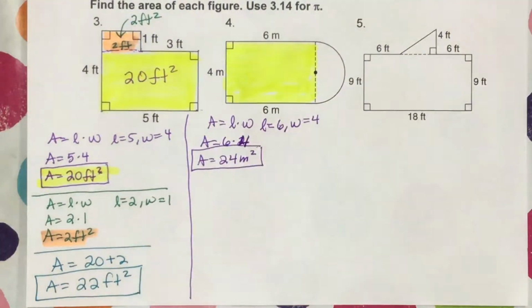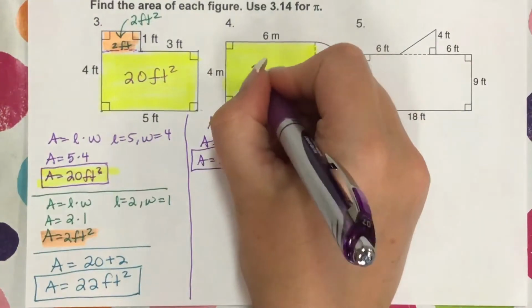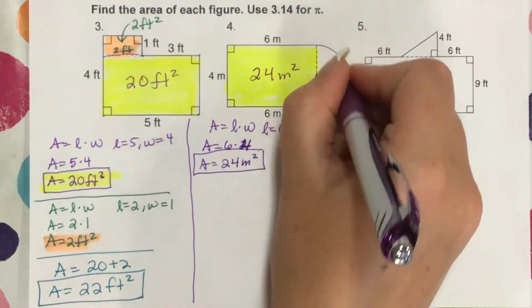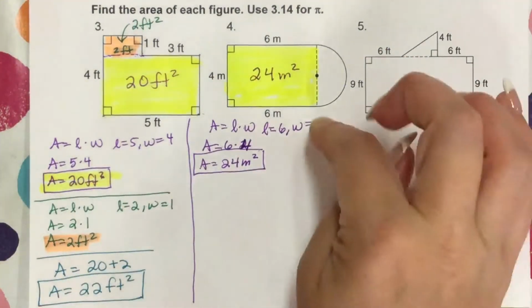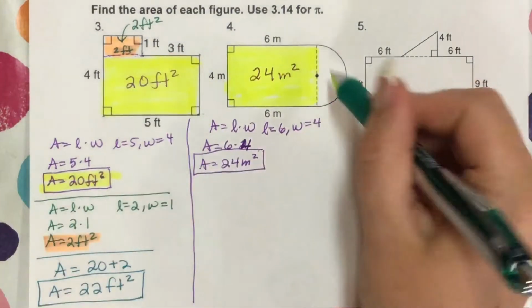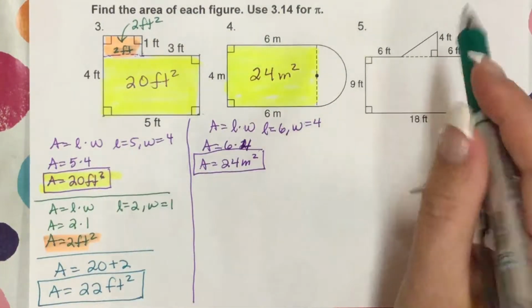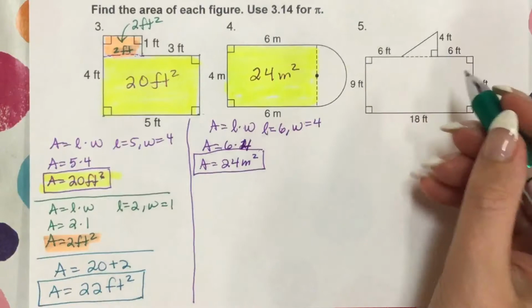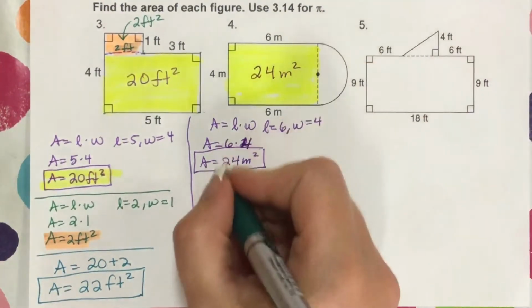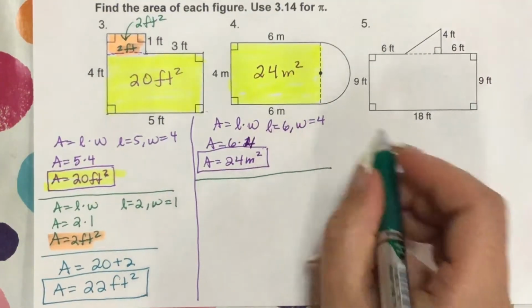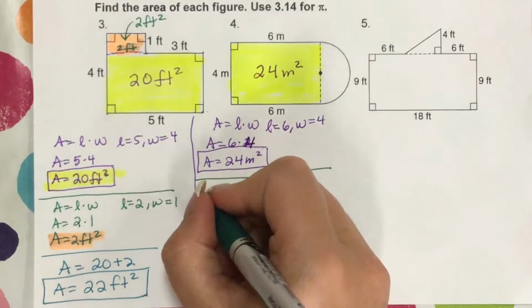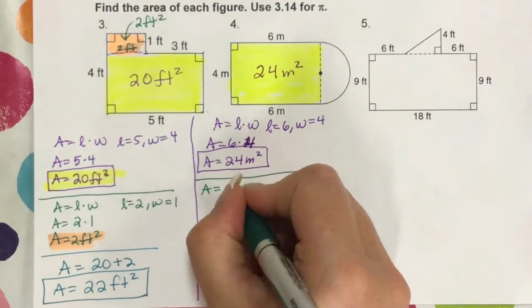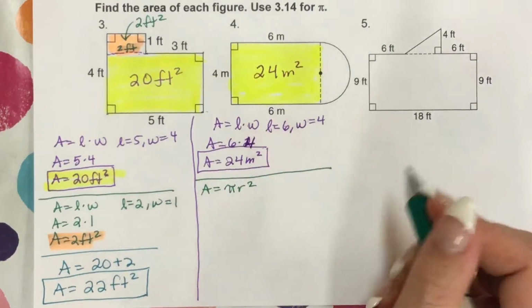Okay, so all of that ends up equaling 24 meters squared. Now we need to go ahead and figure out what that half circle is. So to figure out the area of this half circle, first what we need to do is find the area of the entire circle and then just divide it by 2. So area equals pi r squared.